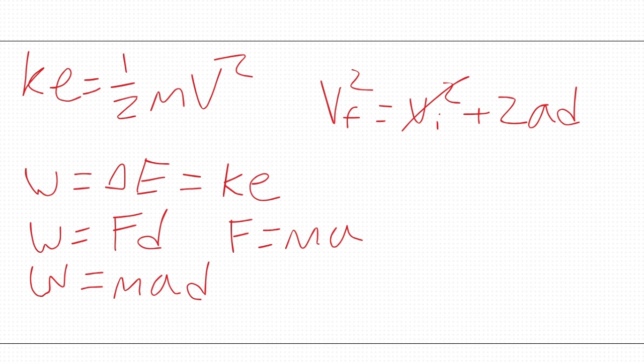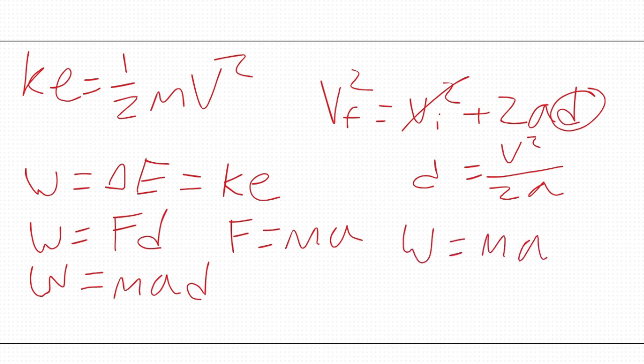And so it simplifies and we can isolate distance, right? And then we can get distance is equal to velocity squared over 2 times the acceleration, right? If we plug this into our formula, we have work is equal to the mass times the acceleration times the velocity squared over 2 times the acceleration.